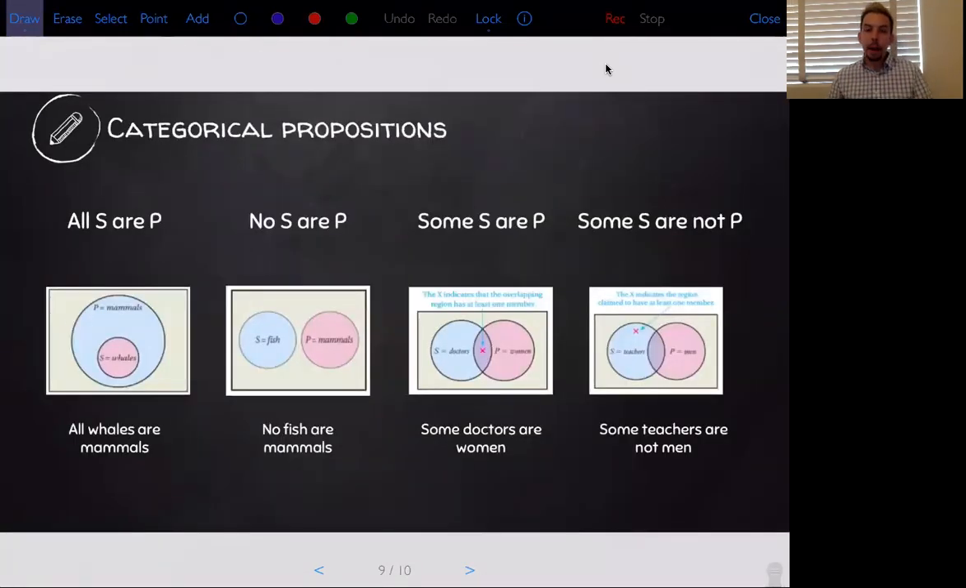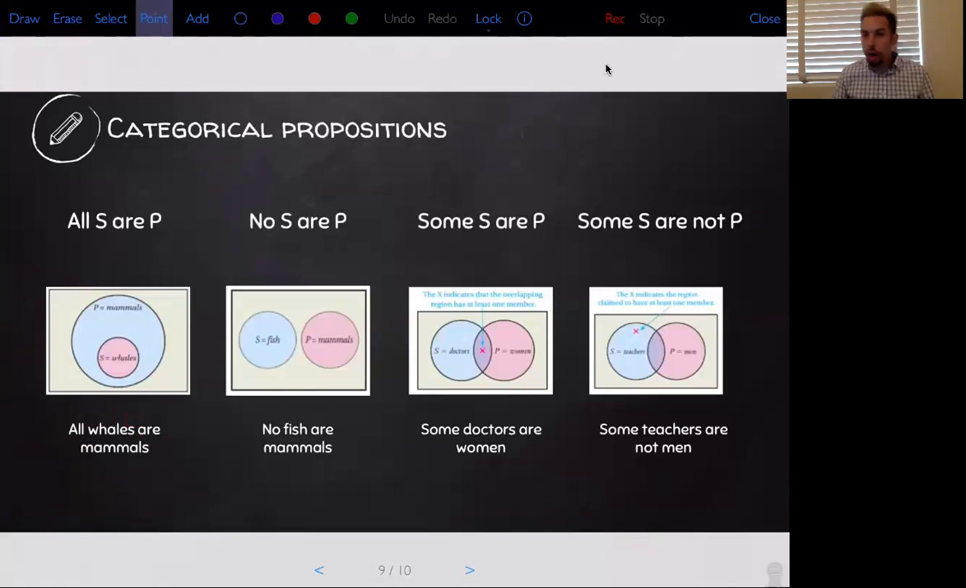The last thing we'll talk about is categorical propositions. Really what that means is I can make a certain statement using all or no or some between 2 objects. And here we wrote S and P. But when I make those descriptions, there's a Venn diagram that represents that. So if I'm using the word all, as in all whales are mammals, then we're looking at the subset case.